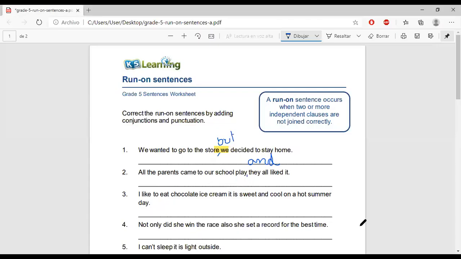Wait a minute. I like to eat chocolate ice cream, for, it is sweet and cool on a hot summer day. I can write either, yes, you know both of them. It has the same meaning as because. Excellent. So do you think you will be able to?